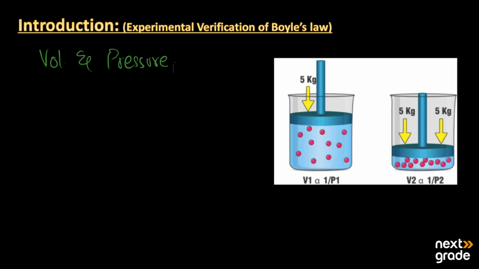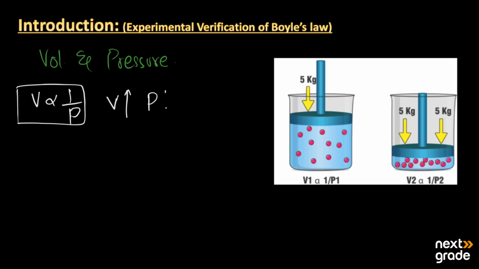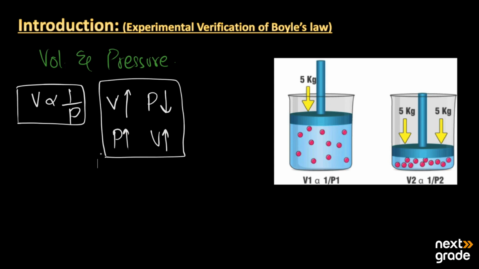Boyle's law gives the relationship in which volume is inversely proportional to pressure. So in an inverse relation, by changing one variable, the other also changes. When the volume increases, the pressure decreases, and when the pressure increases, the volume decreases. So there is an inverse relation between volume and pressure.